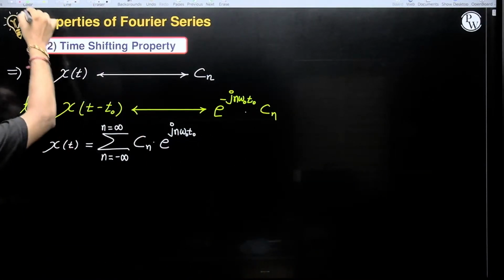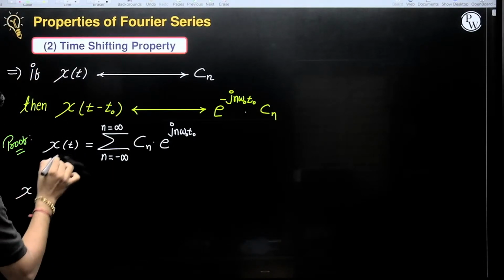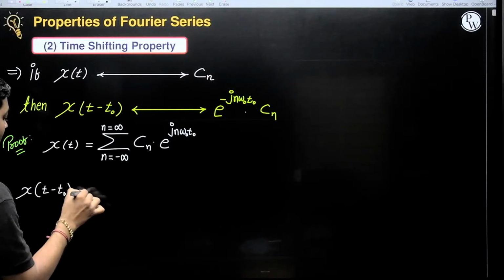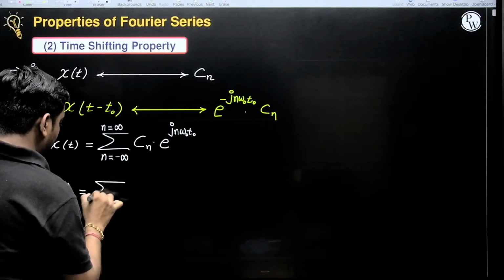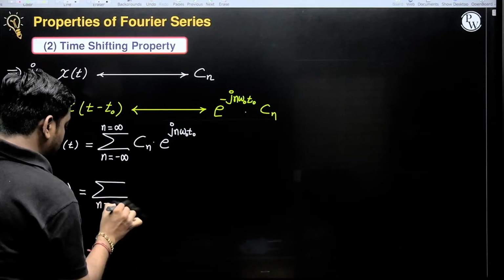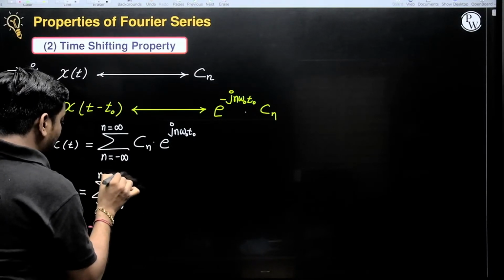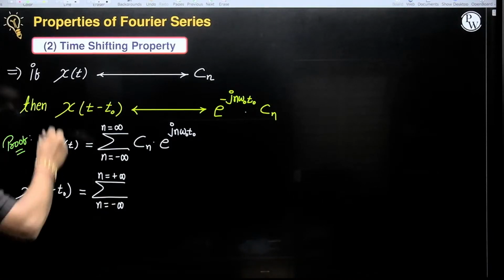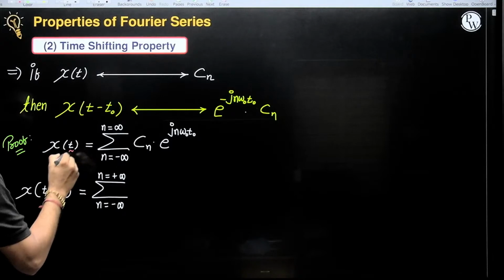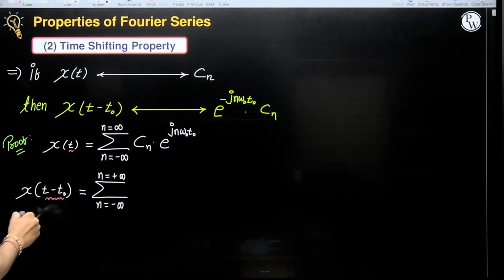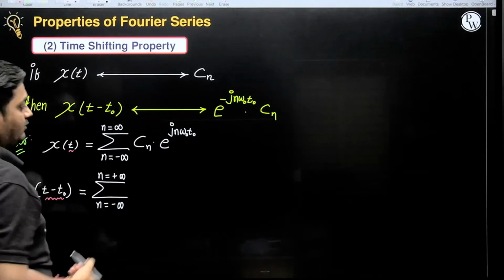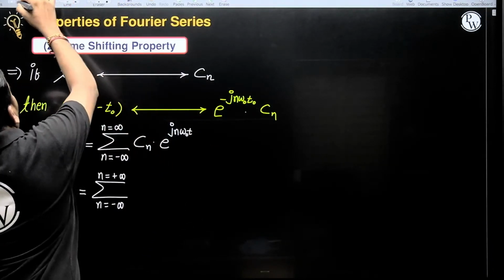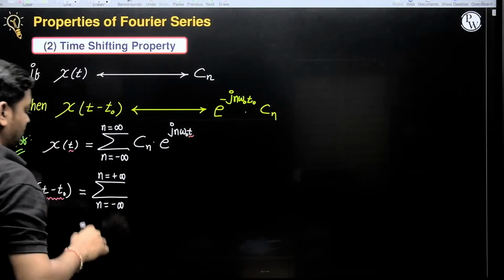Now on the left-hand side, left of the equal sign, t becomes t minus t naught. The right-hand side also: t becomes t minus t naught. You are replacing this t with t minus t naught. The same change occurs on the right side of this equation. You have to replace this t with t minus t naught everywhere.